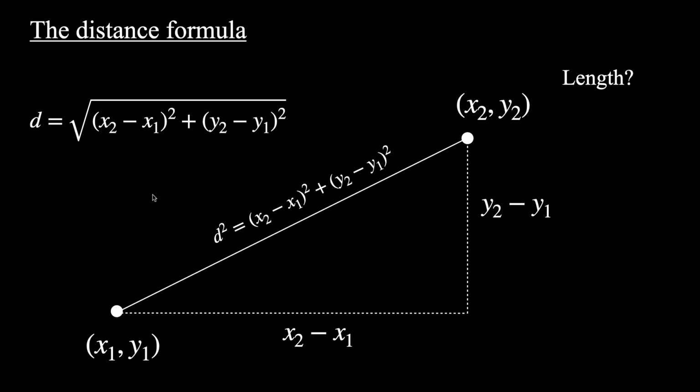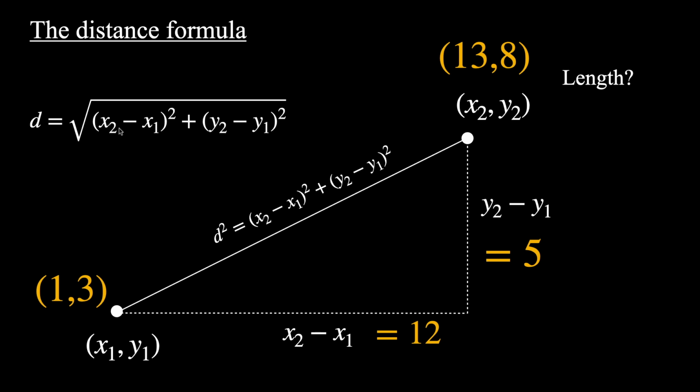And now let's introduce some numbers. So let's say this point was (1, 3), and this point was (13, 8). What would be the length of that line? Well, let's calculate these lengths now. So x2 take x1 would be 13 take 1. So that's 12. y2 take y1, 8 take 3, is 5. So looking at this formula, we would have 12 squared plus 5 squared. So the square root of 12 squared plus 5 squared, that's the square root of 169, that's 13. So that's how you can use the distance formula to find the length between any 2 points.